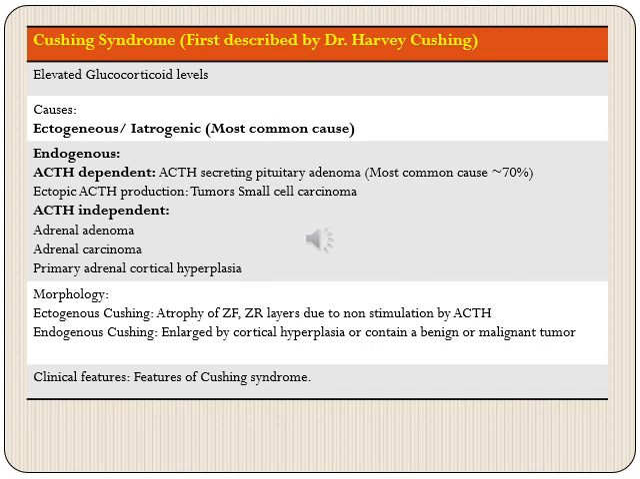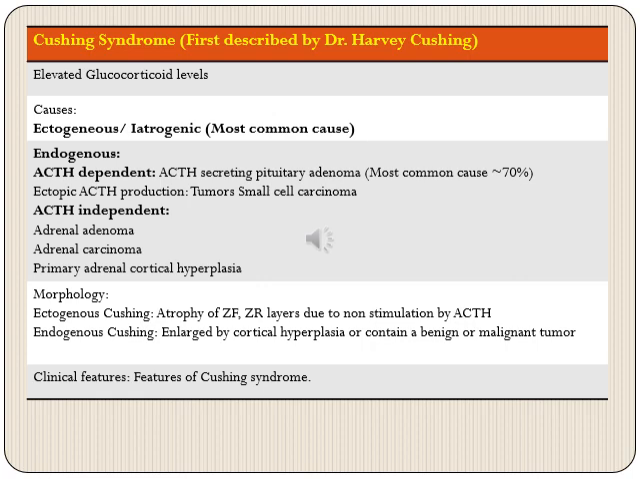Starting with Cushing syndrome, this is called so as it was first described by Dr. Harvey Cushing. This results because of elevated glucocorticoid levels. Causes can be endogenous or ectogenous. Ectogenous is the most common cause because of various glucocorticoids which are administered to treat various conditions. Then there can be endogenous causes which can be ACTH dependent or ACTH independent. ACTH dependent is when there is presence of an ACTH secreting pituitary adenoma, and this is the most common cause for Cushing syndrome of endogenous type.